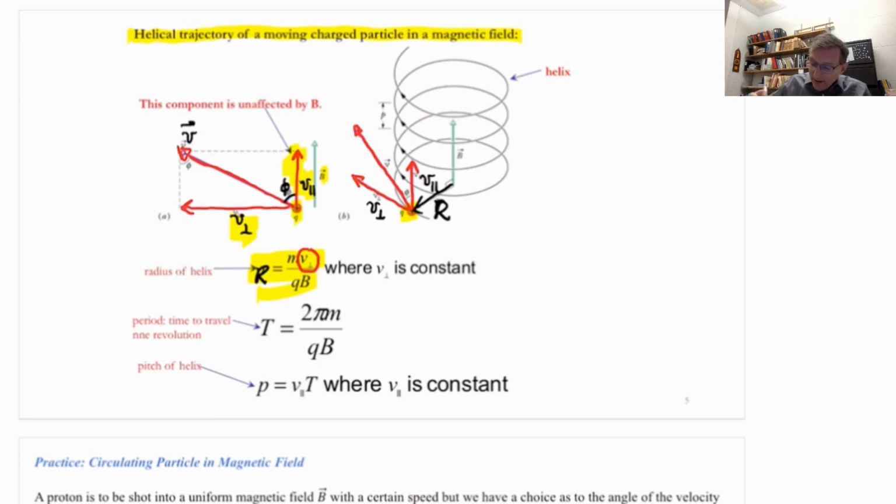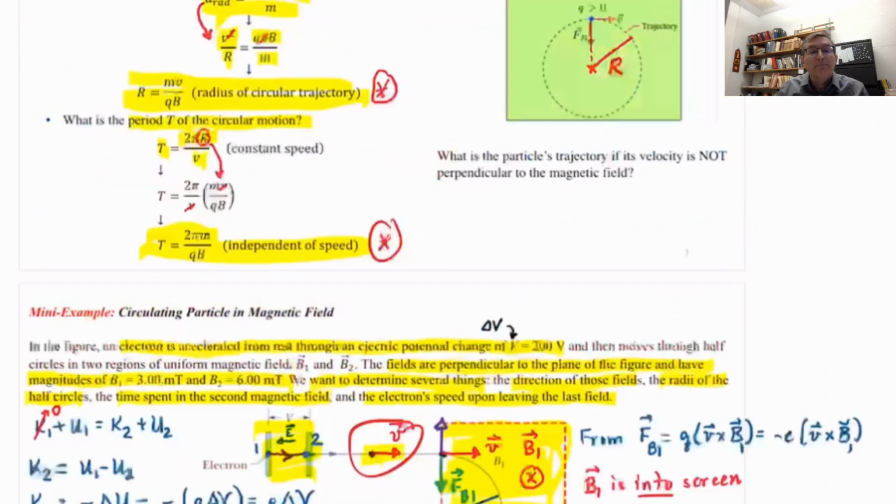The period would be the time to travel once around, one revolution. So that would be like going from here in the helix, around and around, until you are lined up vertically again with where you started. That'd be the time once around. You can still talk about a period like that. And that would be 2 pi m over qB. Same formula I had up here for the period, because that formula doesn't depend on v at all.